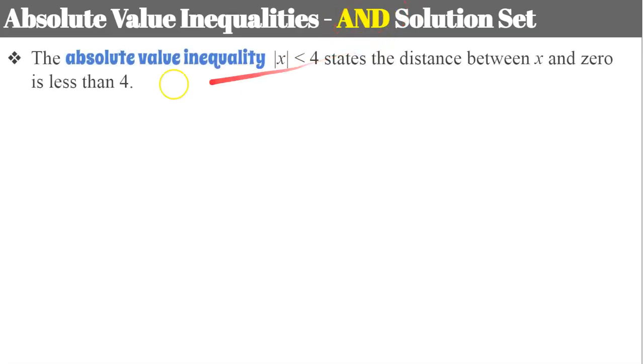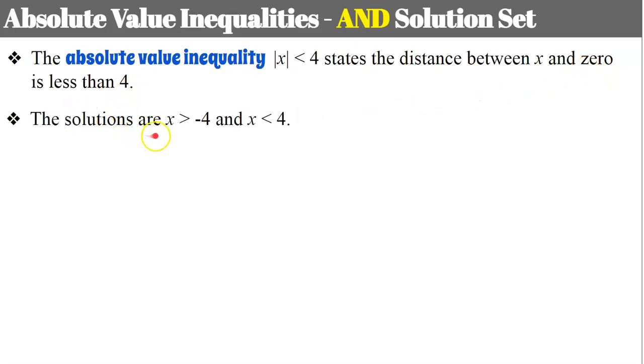Now let's look at an absolute value inequality that is an AND solution set. So the absolute value inequality, the absolute value of x is less than 4, states that the distance between x and 0 is less than 4. The solutions of this inequality are that x is greater than -4 and x is less than 4. So again, I'll show you how to solve this in a minute, but let's take my word for it that this is our solution set.